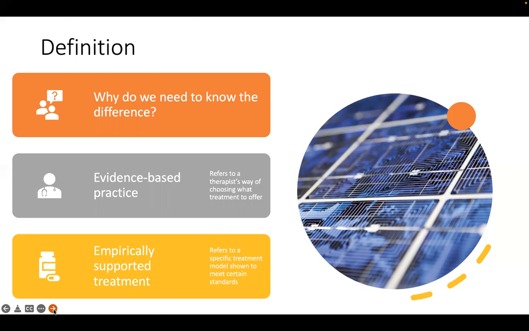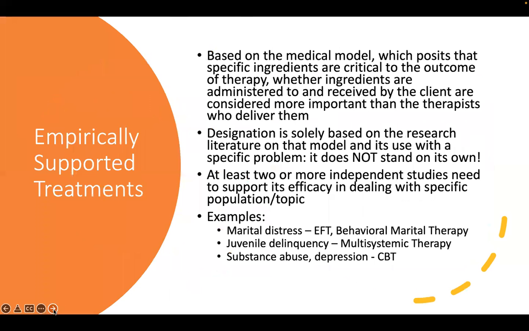So empirically supported, unfortunately, is based on the medical model. It posits that specific ingredients are critical to the outcome of therapy. Whether ingredients are administered to or received by the client is considered more important than the therapists who deliver them. So again, it's very specific to the model. In the medical model, you don't really have to take into consideration specific patient factors in many senses. When you think of certain surgeries, it's a standard surgery because our organs are pretty similar.